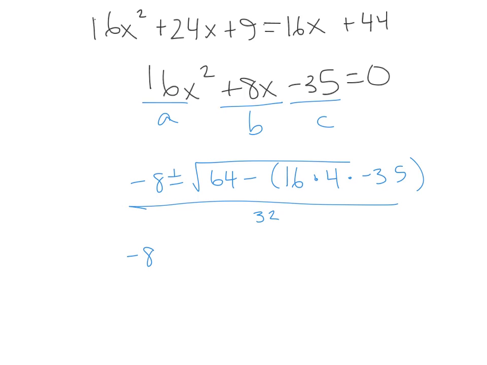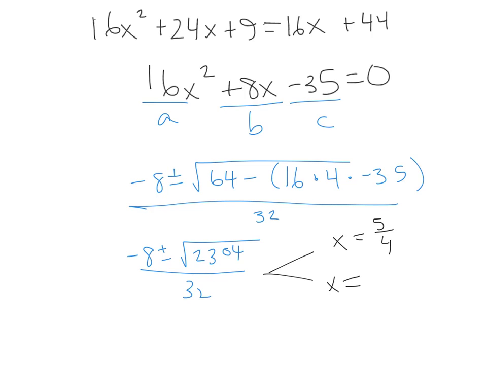So negative 8 plus or minus the square root of 2304 all over 32. So I get two answers. x equals 1.25, which is 5/4, and x equals negative 1.75. I guess I could leave this as a decimal. And both of those work.